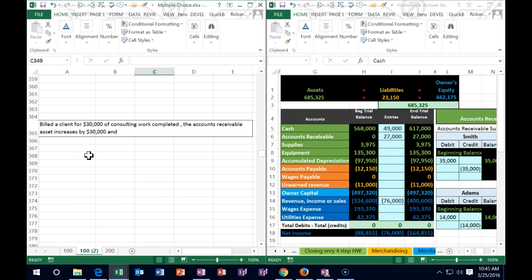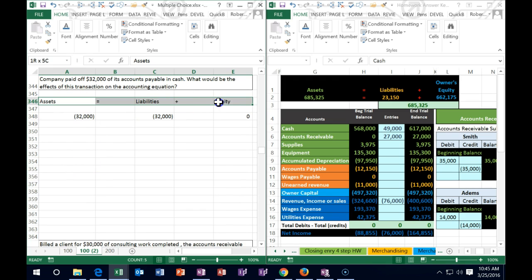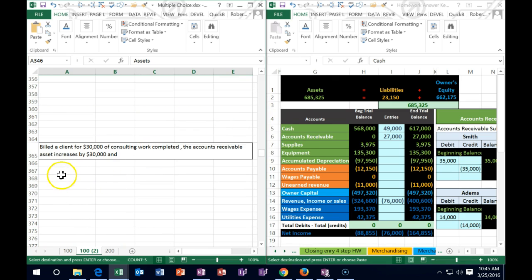Next one says billed client for $30,000 of consulting work completed. The accounts receivable asset increases. So we have our accounting equation again. We're going to record this transaction and see what happens in terms of the accounting equation. So we did work and billed the client.